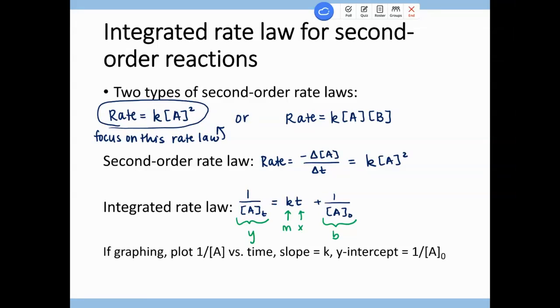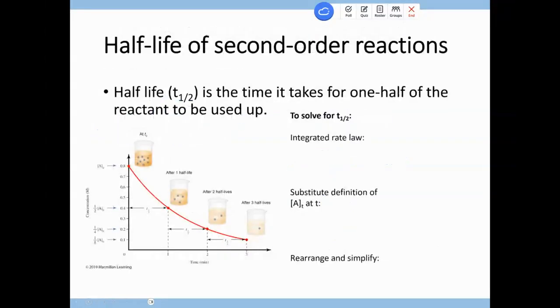So notice the integrated rate law for a second order reaction is different than the integrated rate law for first order. The laws depend on what type of reaction order you have. As a result, the equation for the half-life of a second order reaction is also different than the half-life of a first order. So we'll derive it on this next slide here.